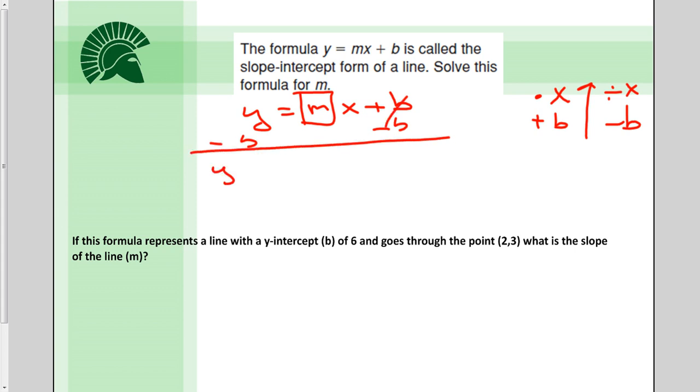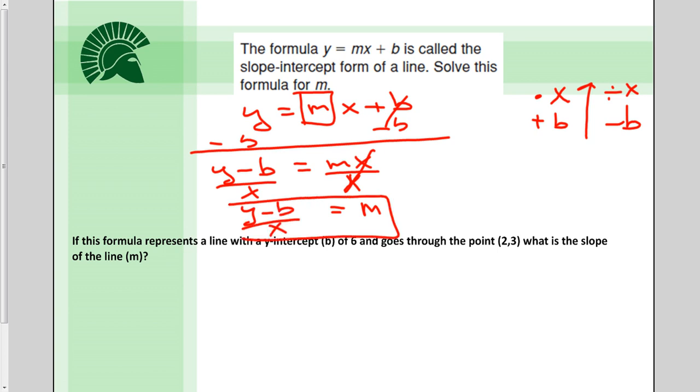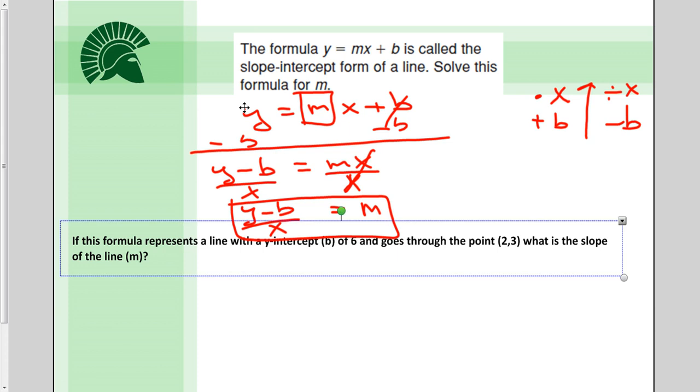And I get y minus b is equal to mx. Since I'm solving for m, I need to divide both sides by x. And then I get m is equal to y minus b, all divided by x.